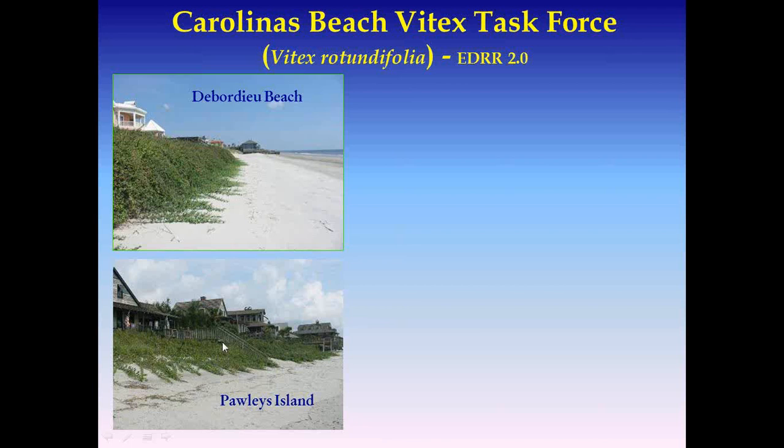The lower picture here is Pawleys Island. This is pretty much what we saw. This thing can spread up to 30 to 50 feet a year. So if you plant it on your lot right here, it's going to spread over to your neighbor in no time at all. And of course that causes lots of issues.